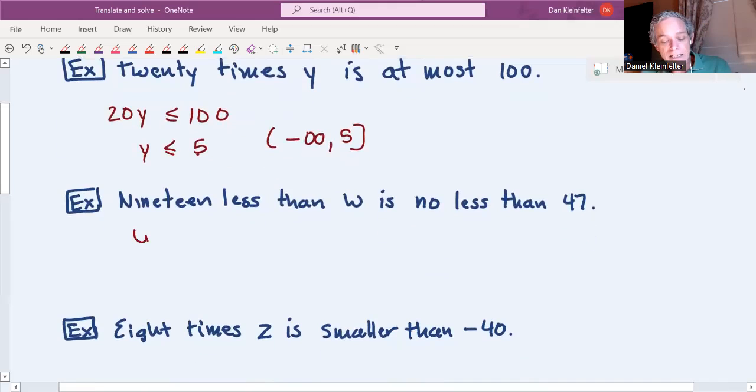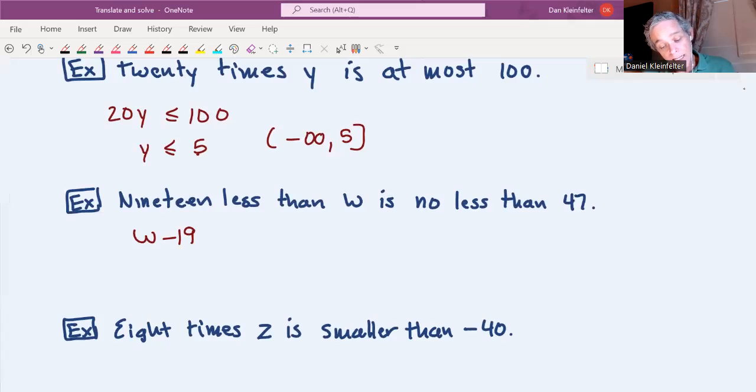Okay, 19 less than W, so that'll be W minus 19 is no less than 47. No less than means it's got to be at least 47. Greater than or equal to 47. Okay, you could think of what would less than mean. And then if that's not true, the no is in there. If it's not true that it's less than 47, it has to be greater than or equal to 47. Okay, that takes practice, I know. Okay, 47 plus 19 is going to be 66.